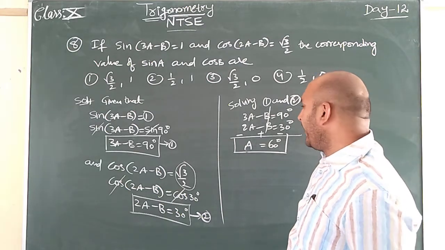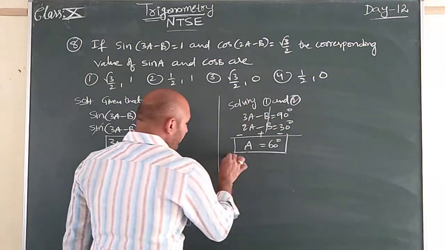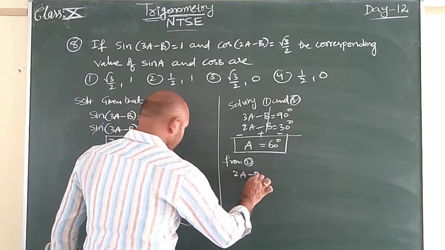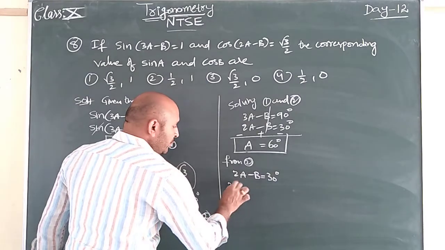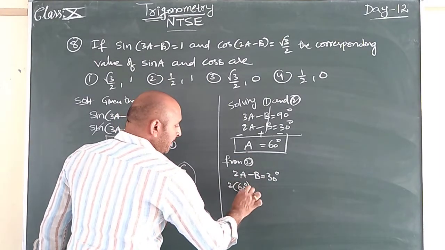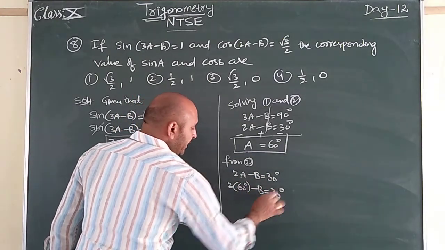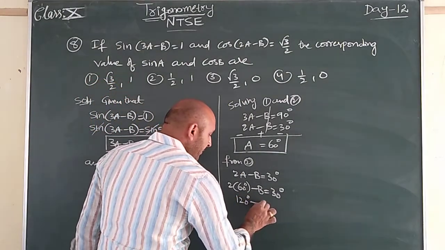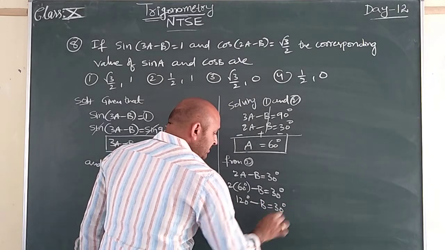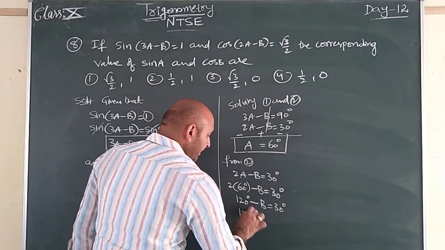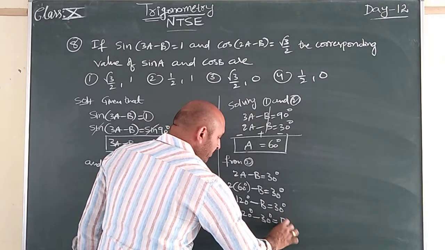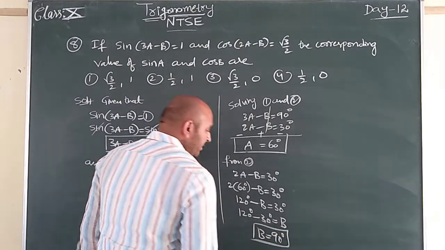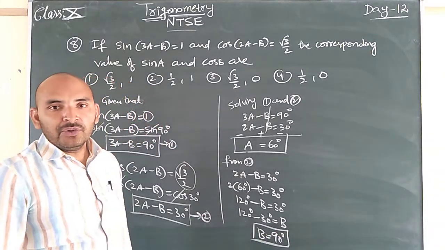Now, what about the angle b? Find b from the second equation: 2a minus b is equal to 30 degrees. 2 into 60 degrees, that is 120, minus b is equal to 30 degrees. Taking b to that side, 120 degrees minus 30 degrees is equal to b. So b is equal to 120 minus 30, which is 90 degrees. So a is 60 degrees and b is 90 degrees.